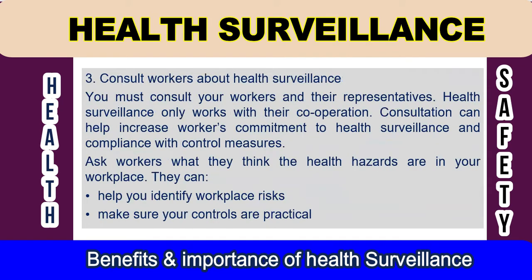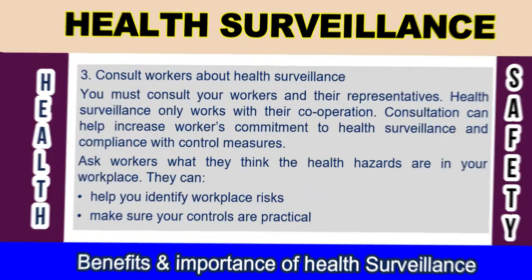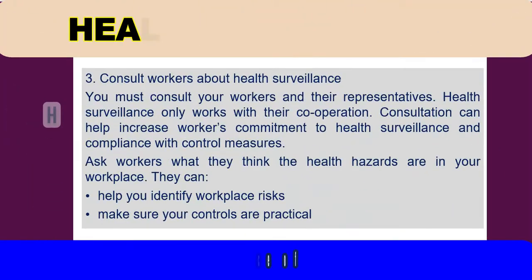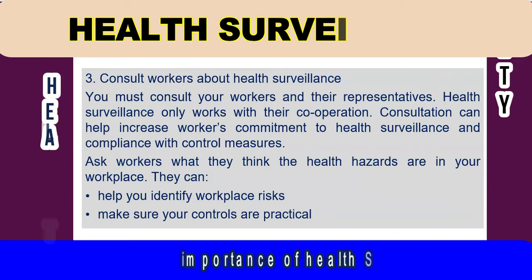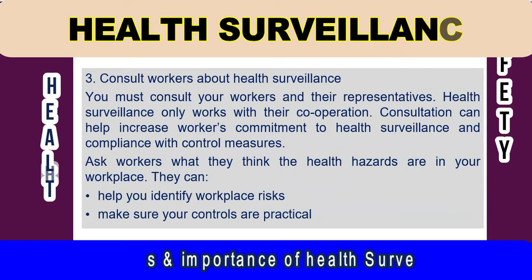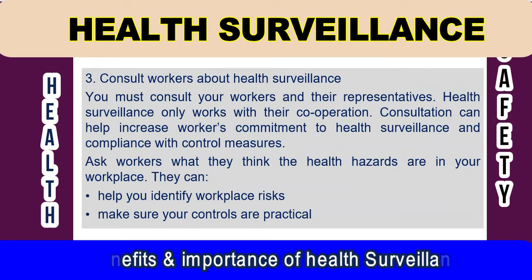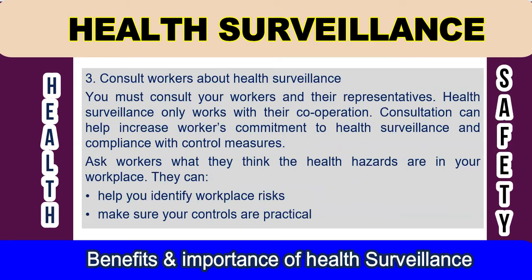Let us move to step number three. You need to consult workers about health surveillance. You must consult your workers and their representatives. Health surveillance only works with their cooperation. Consultation can help increase workers' commitment to health surveillance and compliance with control measures. Ask workers what they think the health hazards are in your workplace. Do you know they can help you identify workplace risks? They can make sure your controls are practical.